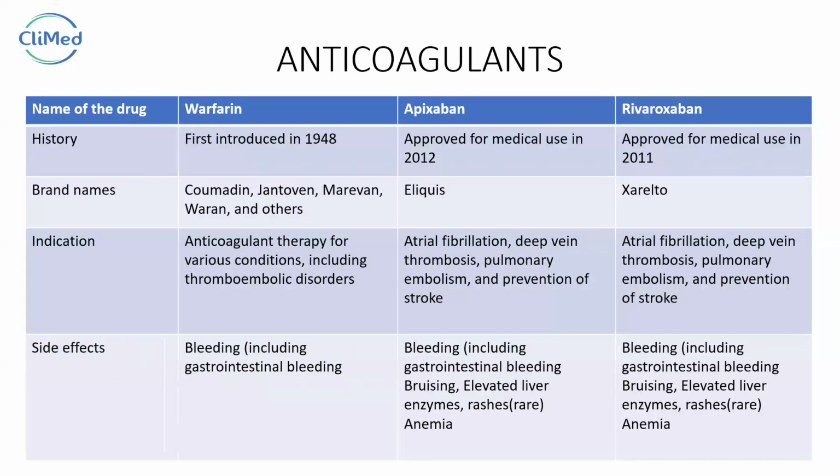Rivaroxaban. No, next one. Thank you. Rivaroxaban is another anticoagulant approved for medical use in 2001. Available in brand name Xarelto. It is indicated for atrial fibrillation, deep vein thrombosis, pulmonary embolism, and prevention of stroke. Side effects include bleeding, gastrointestinal bleeding, bruising, elevated liver enzymes, rashes, and anemia. Next slide, please.